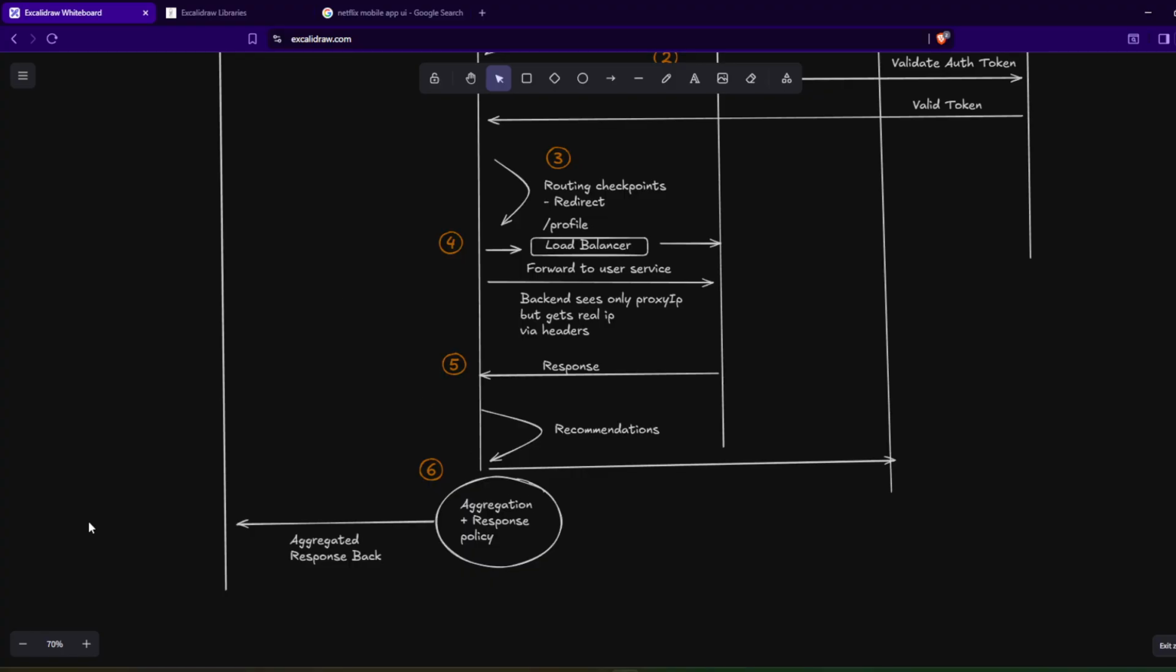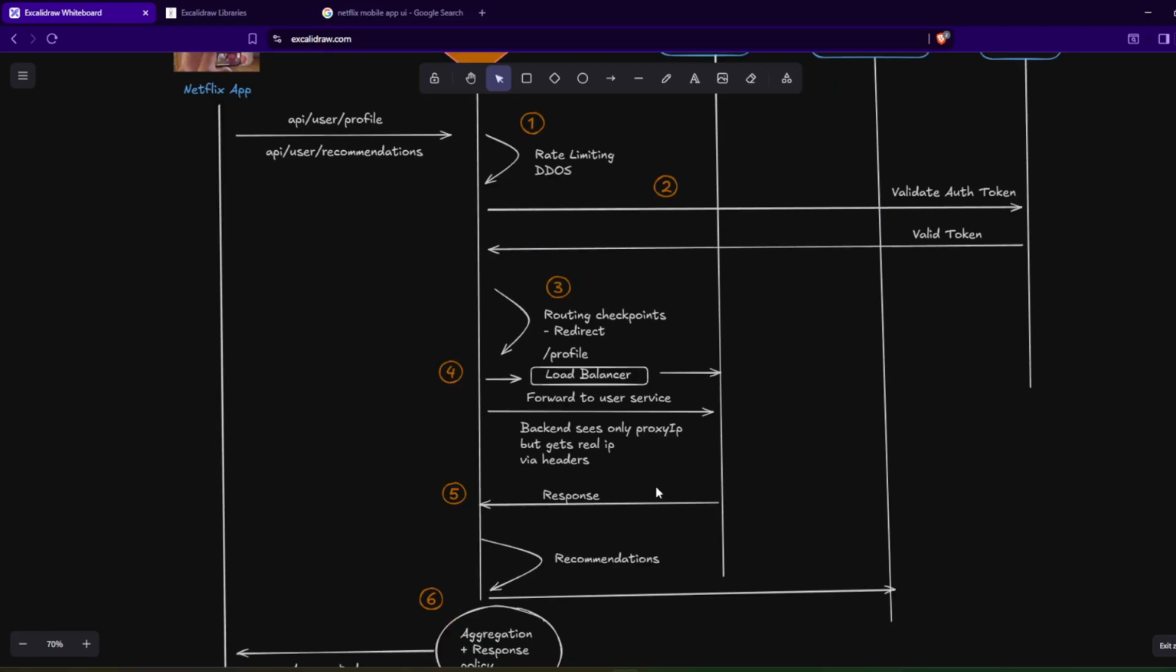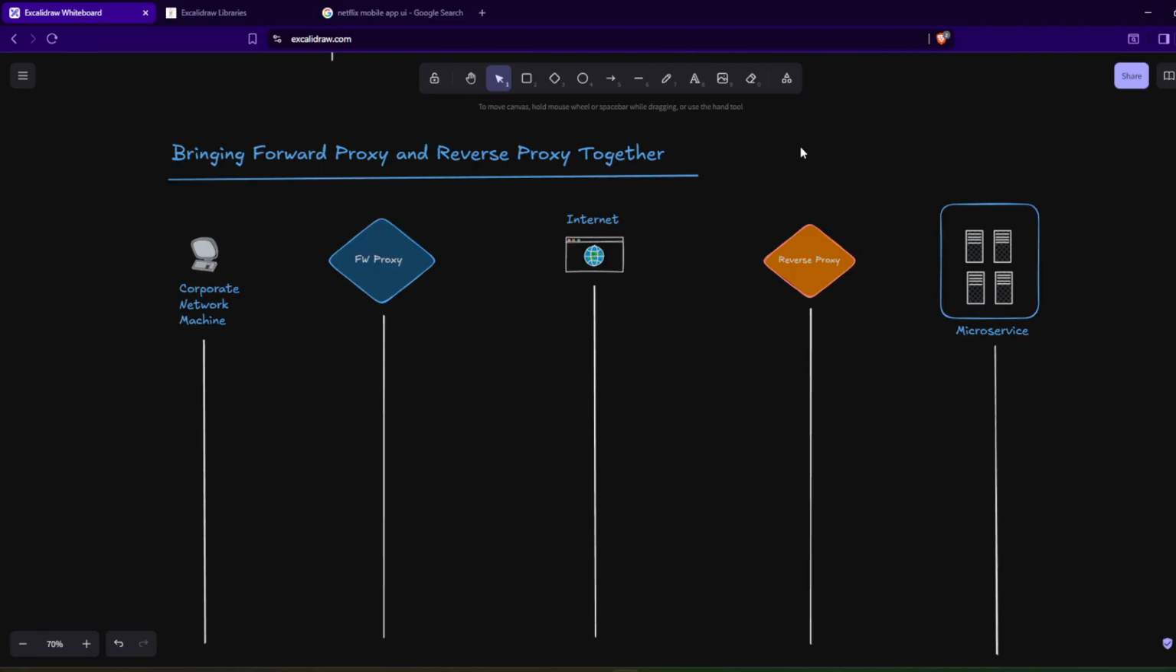So probably you understand how critical a reverse proxy is. Now let's bring both the forward proxy and the reverse proxy together, and try to understand how both of them come into action when a simple request comes from the front end to the back end.